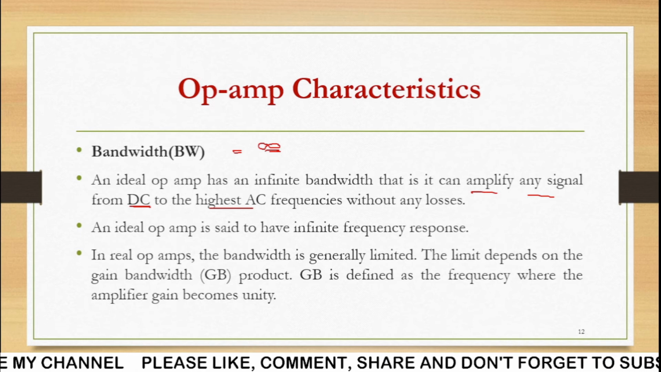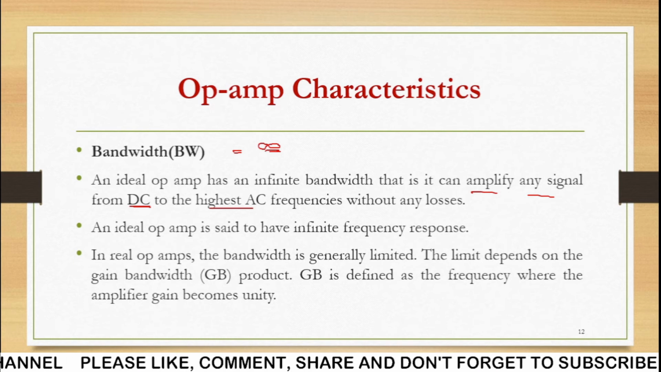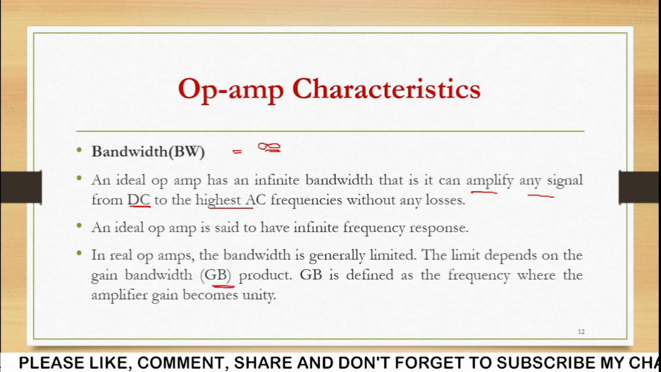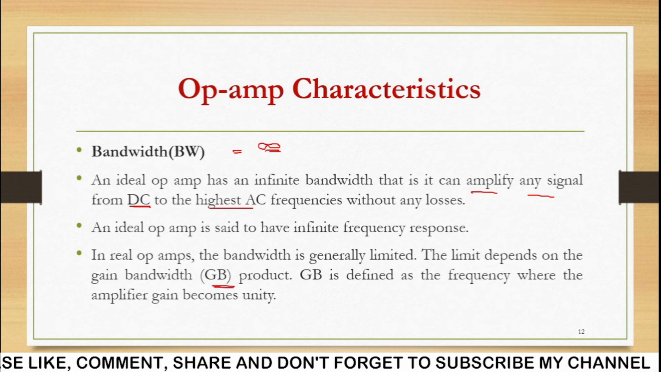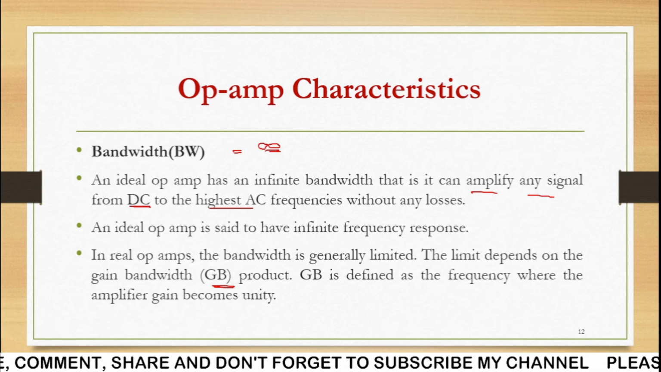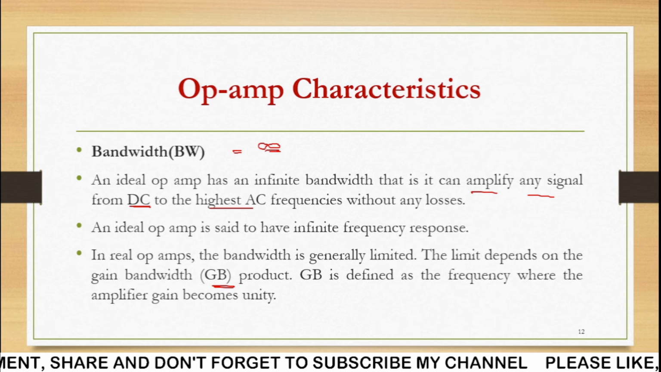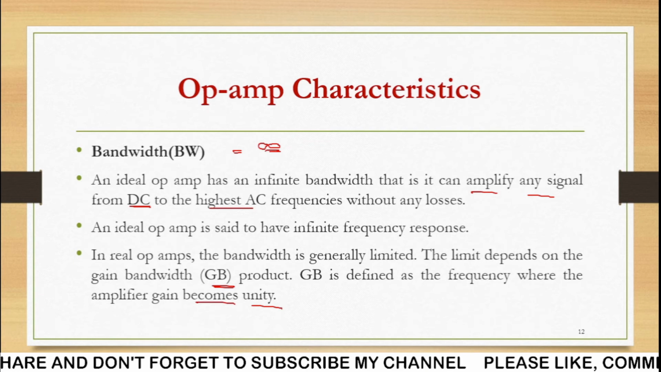In case of a real op amp, the bandwidth is generally limited. Why is it limited? Because it depends upon the gain bandwidth product, GB product. The GB product is defined as the frequency where the amplifier gain becomes unity.